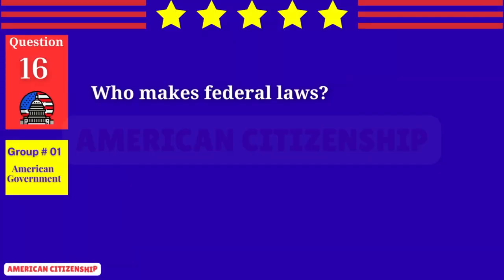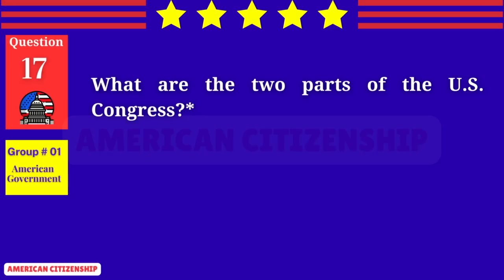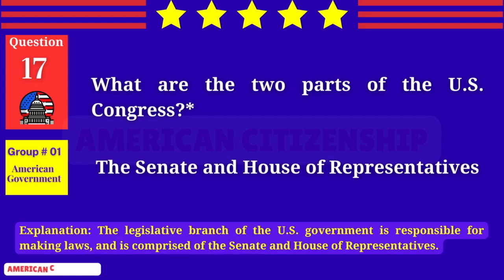Who makes federal laws? Congress. What are the two parts of the U.S. Congress? The Senate and House of Representatives.